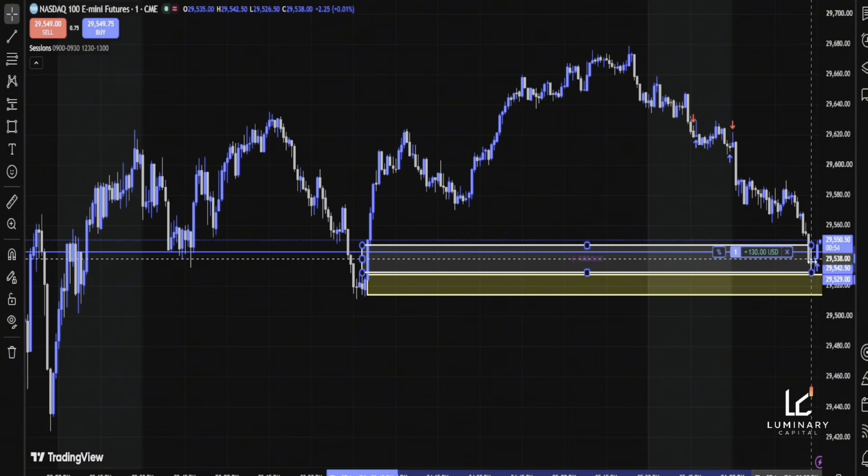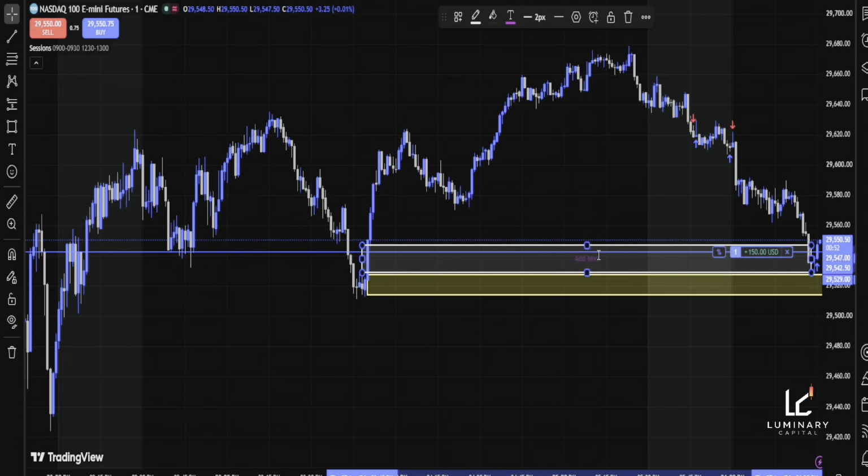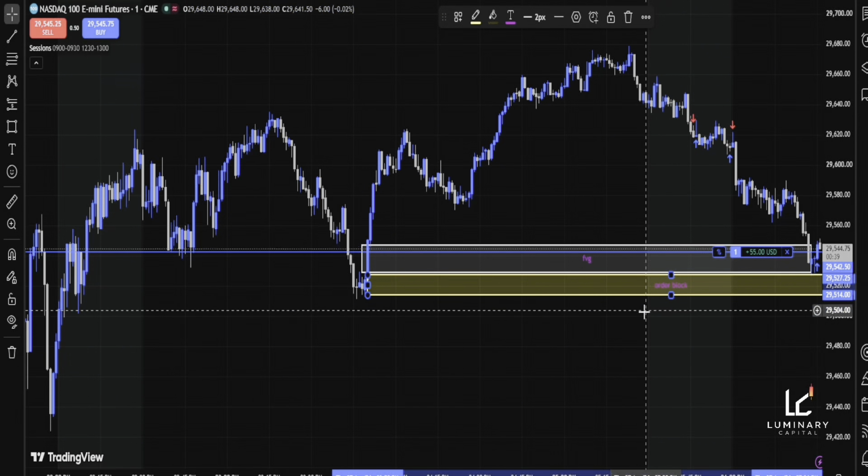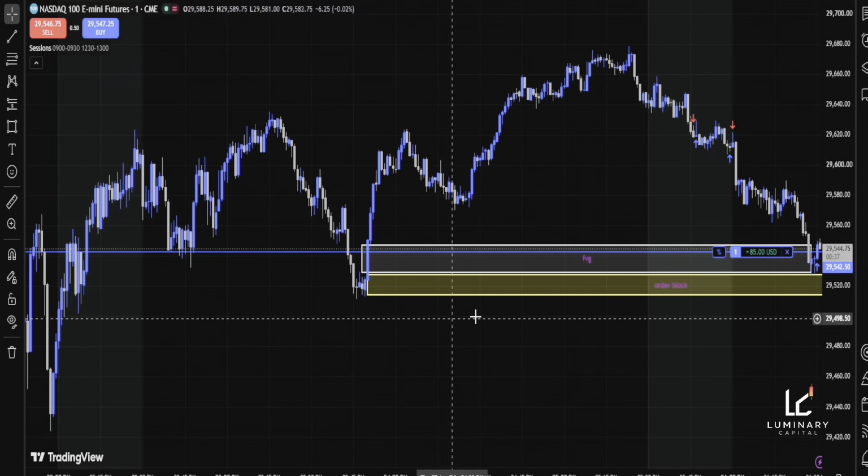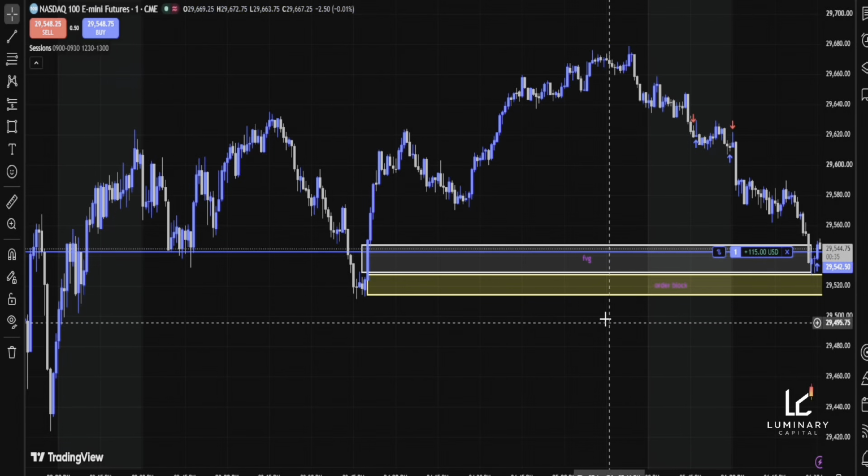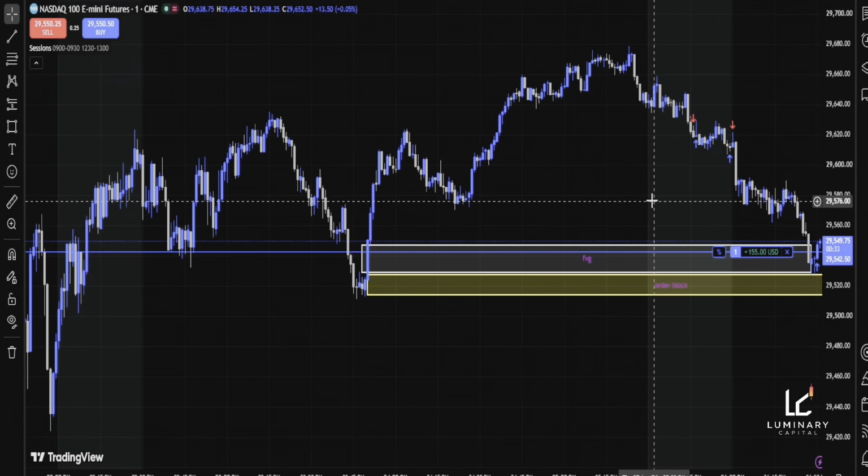So I'm going to put this right here. This is called a FVG. I'm going to also label this one as well. This is an order block. And what are order blocks? Order blocks are price points in the market where institutional traders put in a lot of sell orders or a lot of buy orders.